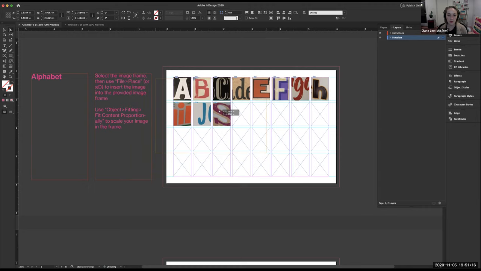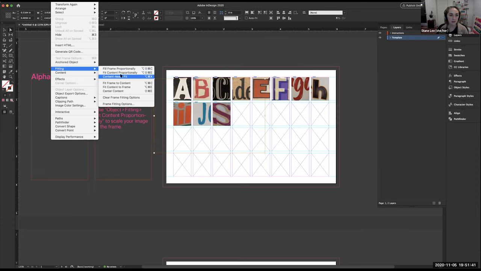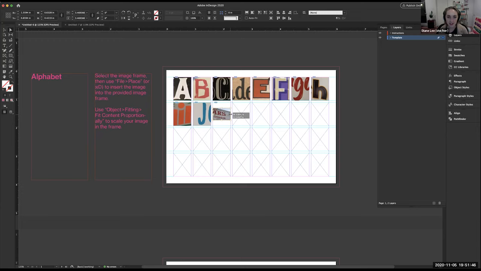And so, if you're starting with an image that only has the letter in it, you'll have a much easier time, I think, because you could use a tool pretty quickly, just going to Object, Fitting, Fit Content Proportionally, and then it scales the image down proportionally inside the box. So there's a few different ways that you could get there.